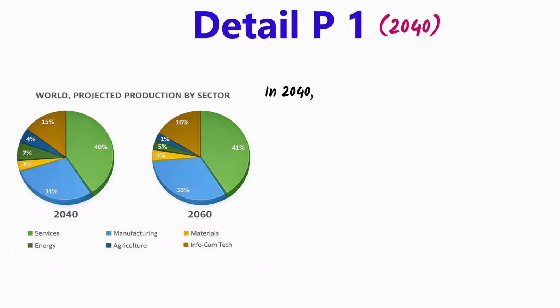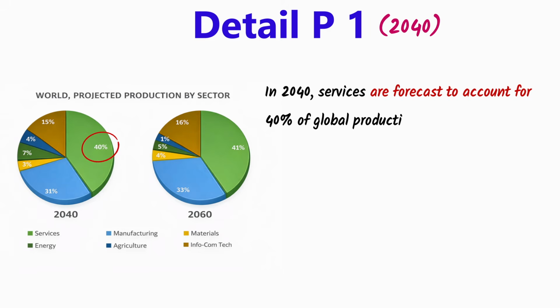So let's start by writing about services, right, which accounts for 40% of global production. Services are forecast. So you see how I use the words here. Everything I analyze here is going to be in the future tense. So one phrase you can use is are forecast to account for. This is prediction. Are forecast to account for 40% of global production.